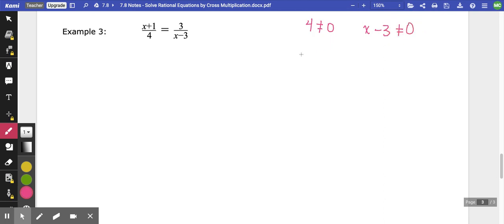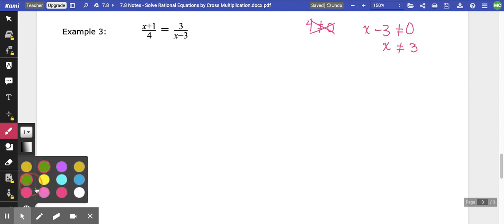Now 4 does not equal 0 ever. That's always true. Since there is no x in that one, that's not going to give us any restrictions, so I can just ignore that one. Second one though, x minus 3 cannot equal 0, means that x cannot equal a positive 3. All right, so once I finish solving this, if I get a 3 as an answer, I'm going to have to discard it.